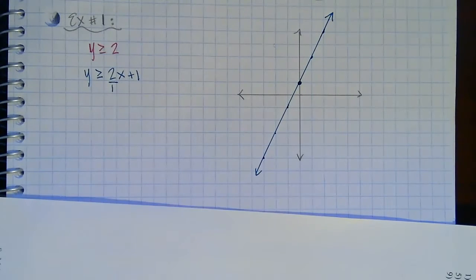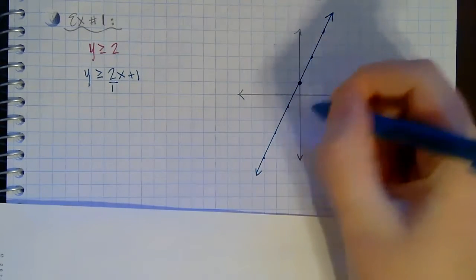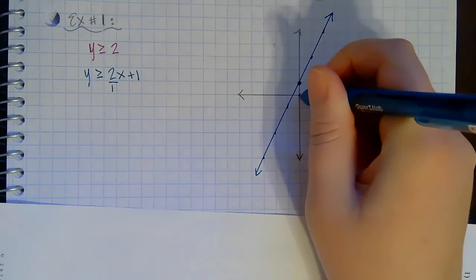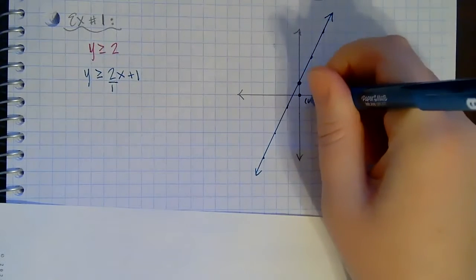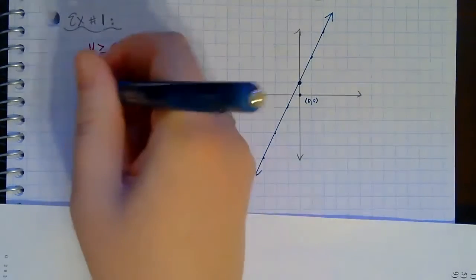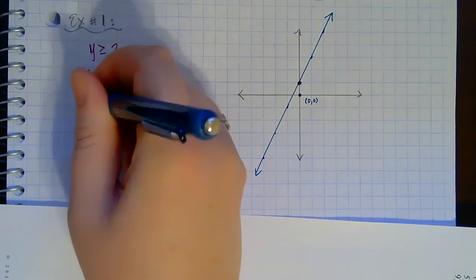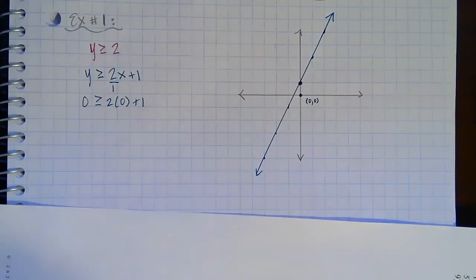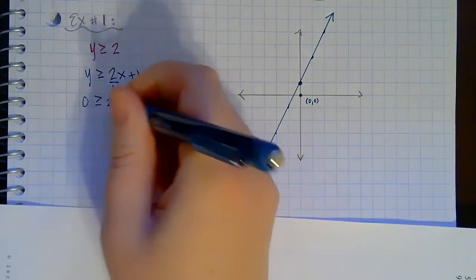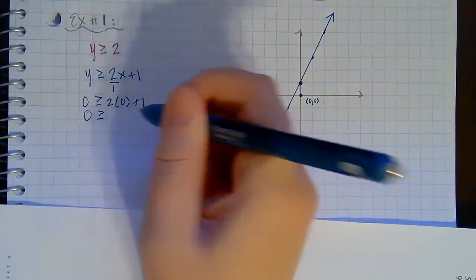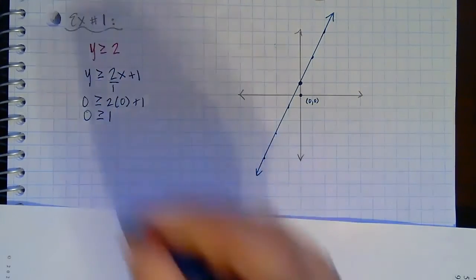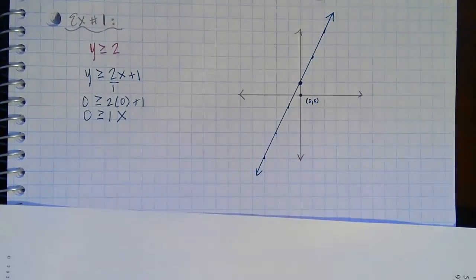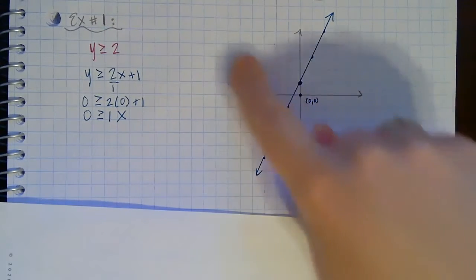I'll go ahead and test a point to see which way to shade for that one. I'll pick 0, 0, just to make it easier on myself here. So I'm going to plug in 0, 0 here. 0 is greater than or equal to 2 times 0 plus 1. And 2 times 0 is 0. So 0 is greater than or equal to 1. 0 is not greater than or equal to 1, so that's false. I'm going to shade on the opposite side.